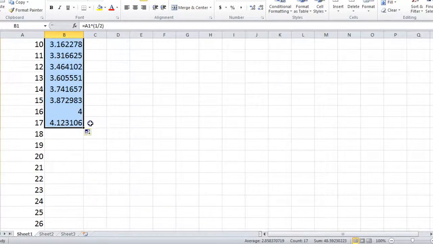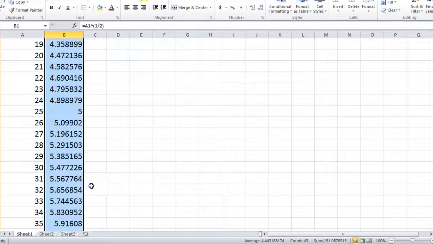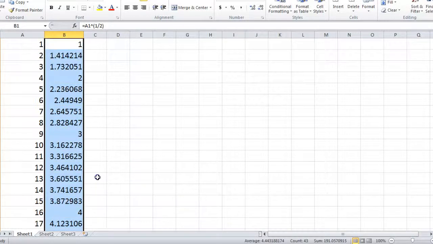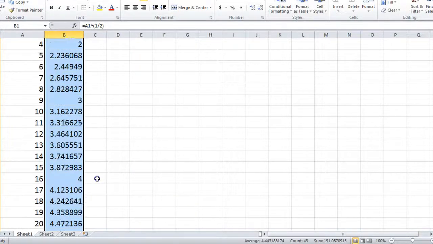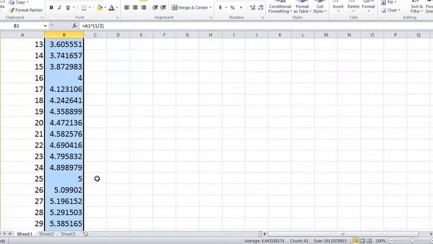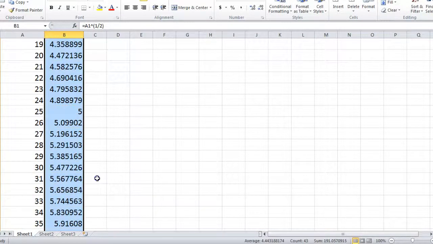If you continue this down here, what do you think? Can you see any pattern? Do any of them jump out at you as making sense of what to the power of 1/2 means? Certain ones are whole numbers. Which ones are whole numbers? Which ones come up as whole numbers?